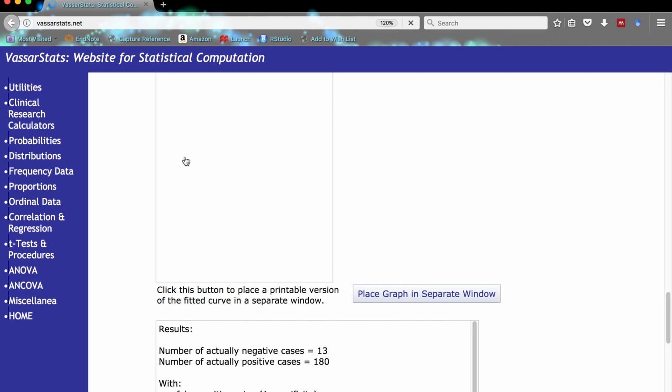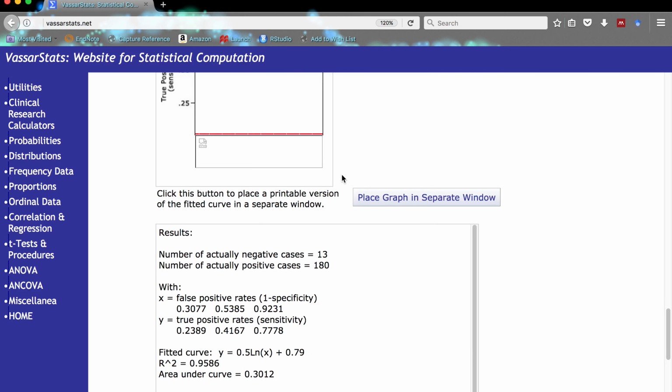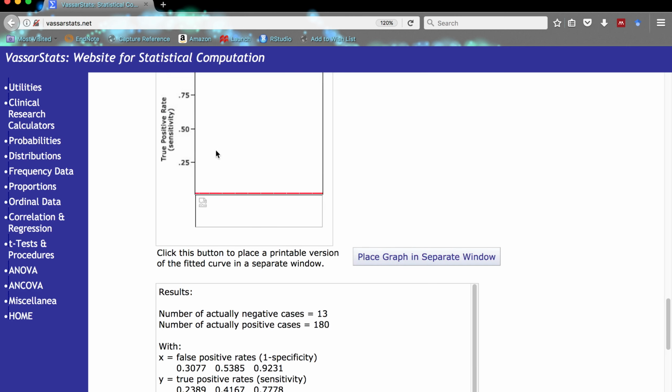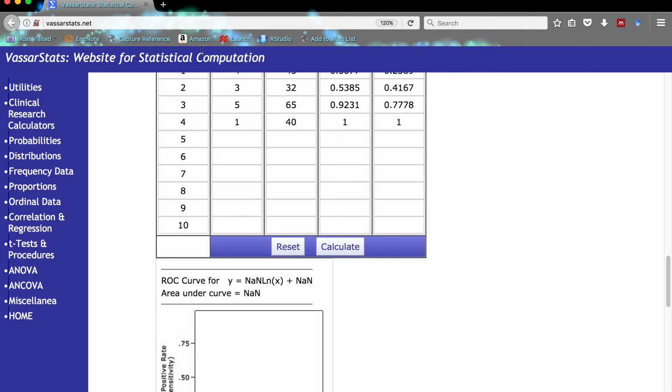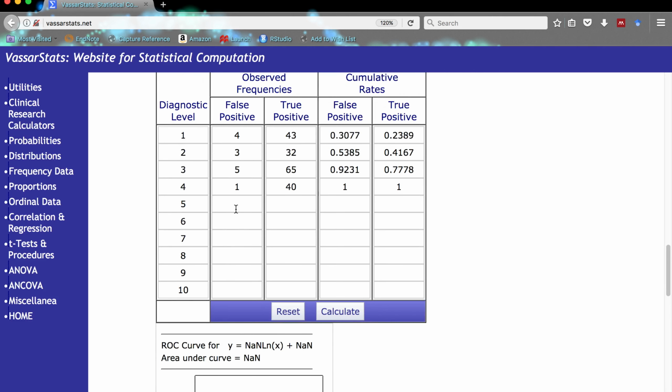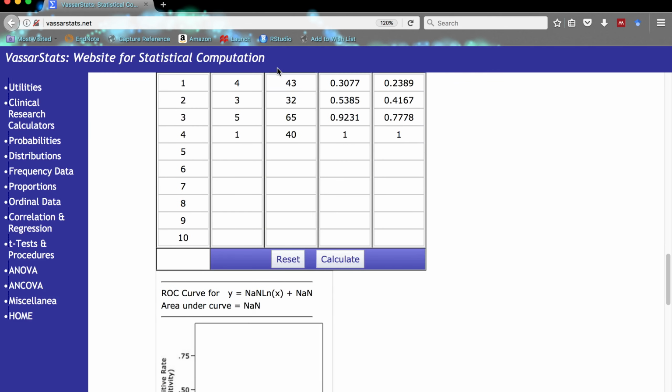And normally it'll make you a graph right here, but alas, I do not know what is happening with set graph, but it is not graphing. It gives me this right here. So we're going to come down here and we're going to look at it. So the number of actually negative cases, 13, is just the addition over here. Okay. Number of actual positive cases, 180. That's just the total here.